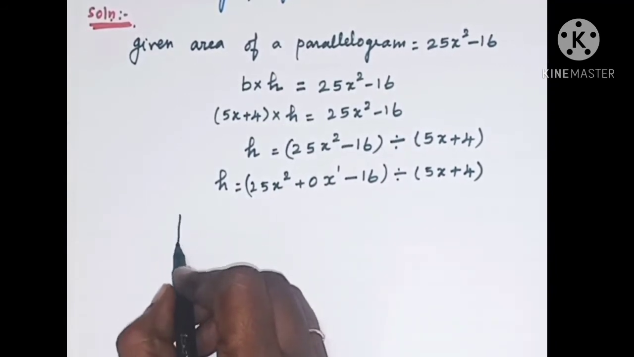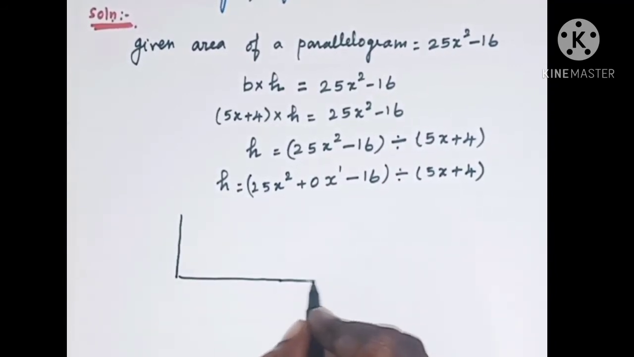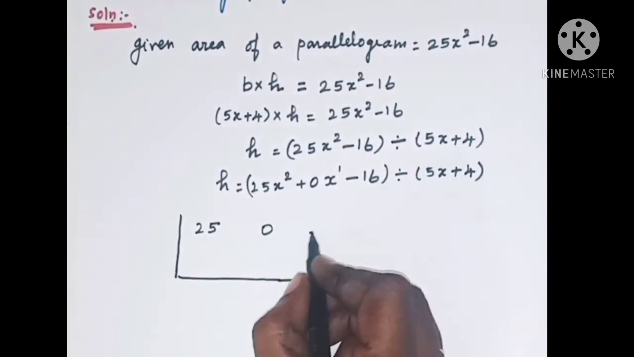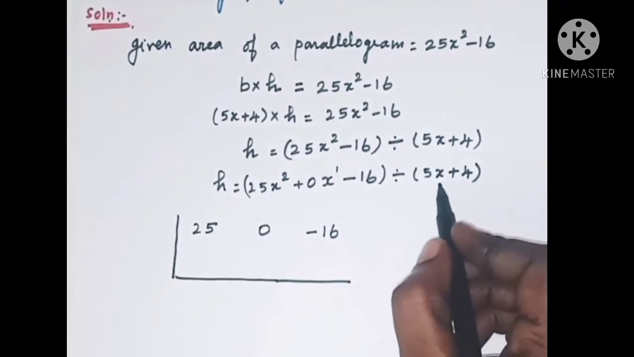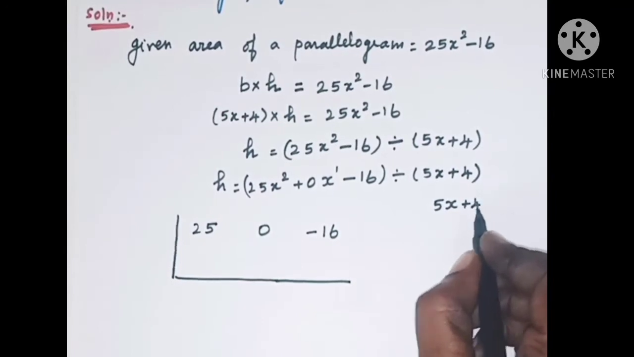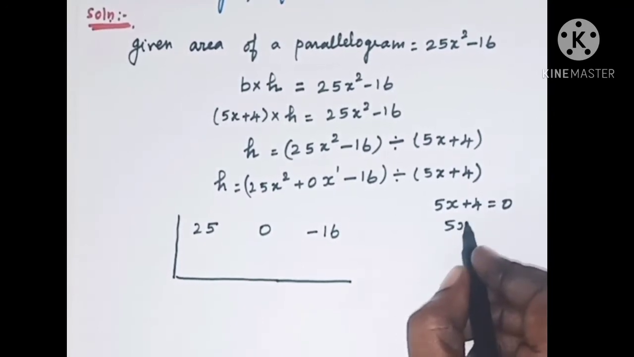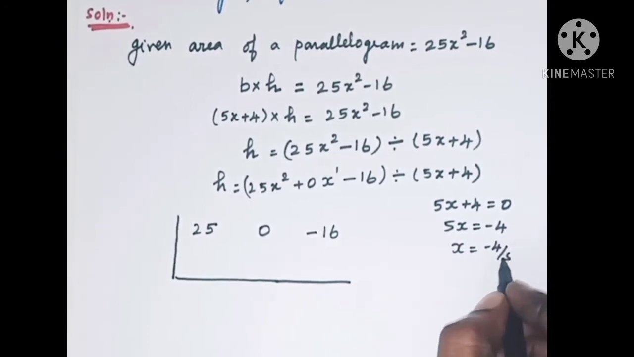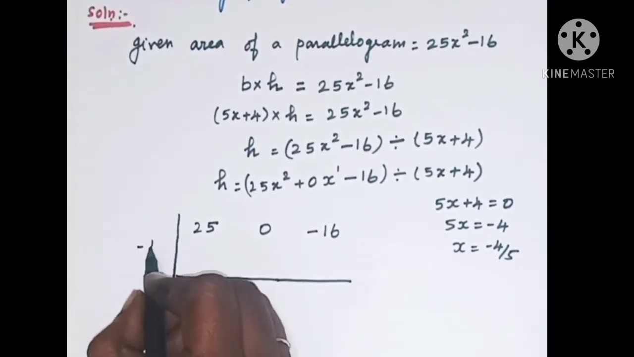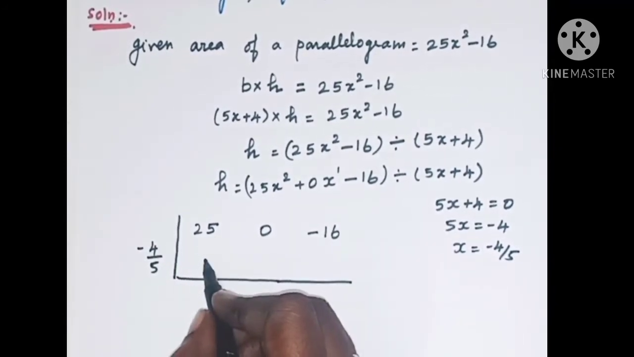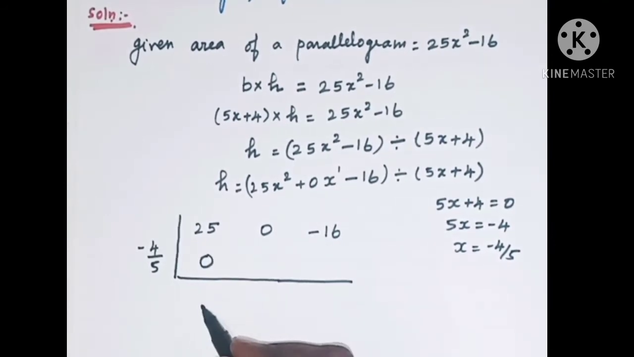Using the synthetic division method, here the coefficients are 25, 0 and minus 16. Now equating this divider equal to 0: 5x plus 4 is equal to 0. From this we will get the value for x. x is equal to minus 4 by 5. So write that minus 4 by 5 in this place. Now we have to put 0 here. You know that already. 25 plus 0 is 25.